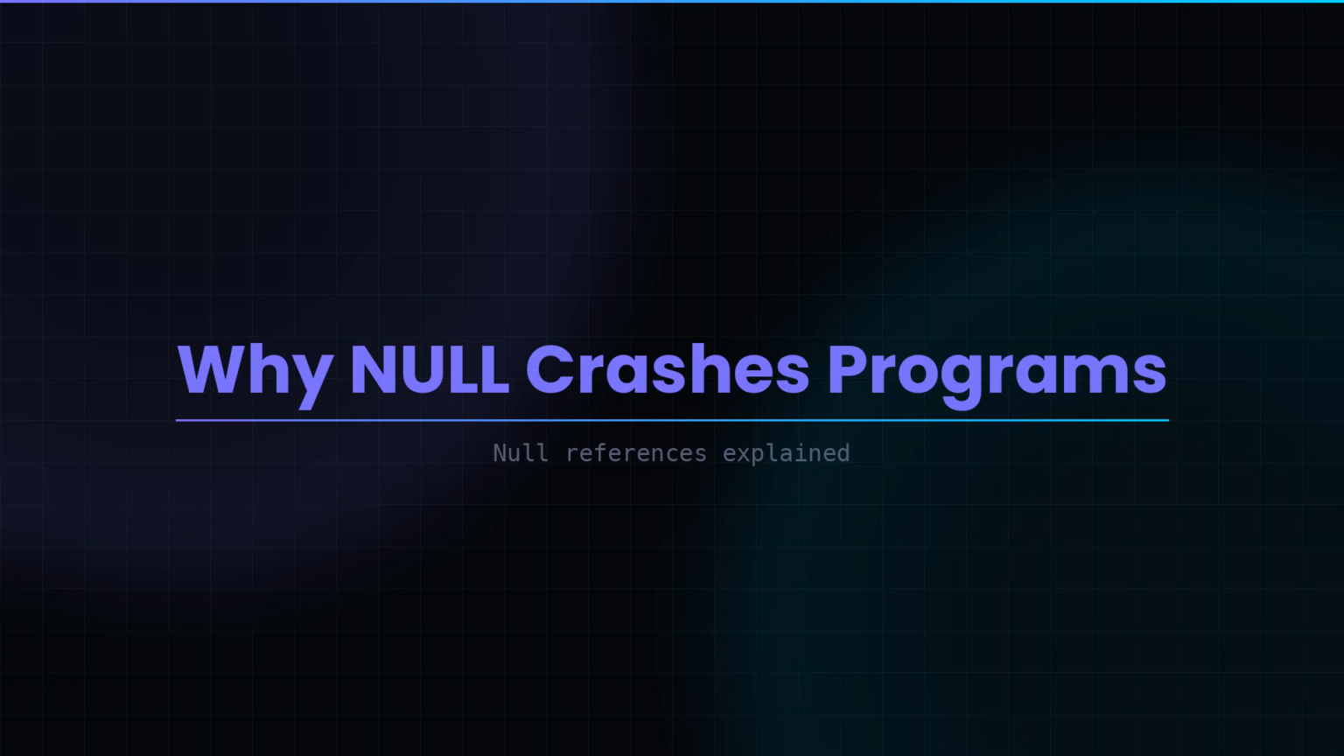A null pointer exception in Java. Segmentation fault in C. A type error in Python. The cause is almost always the same. Your code tried to use a reference that points to nothing. In this video, we are going to understand exactly why null crashes programs, how it propagates through a codebase, and what modern languages are doing to make null impossible.